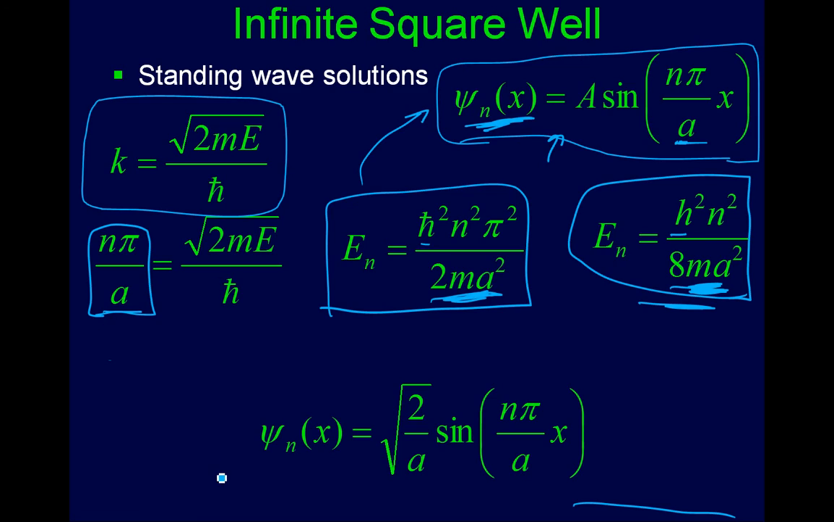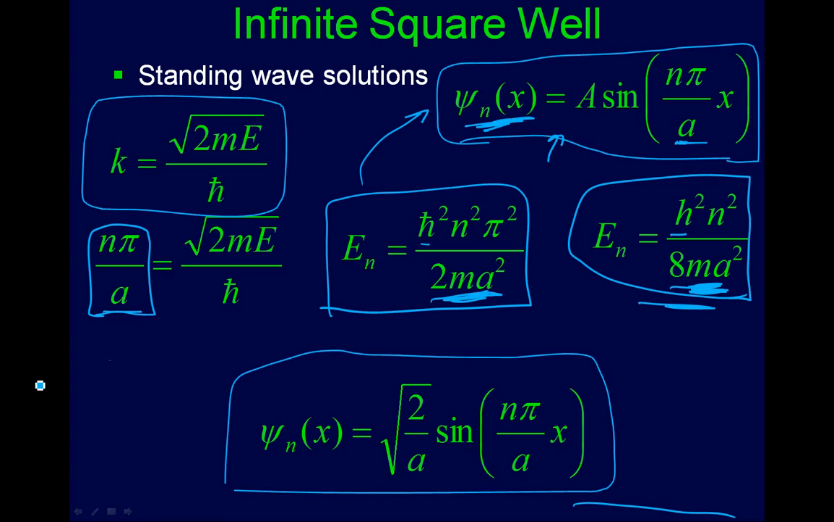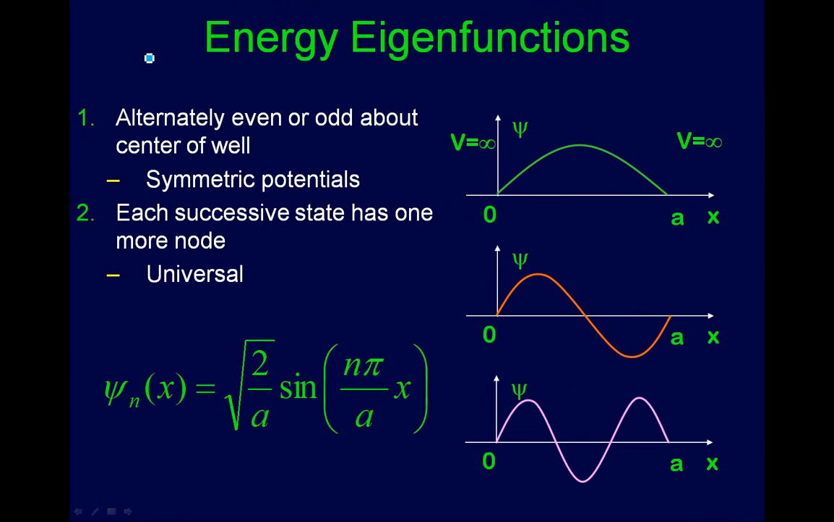And if you go through and normalize this wave function, you come out to get this right here. If I normalize it, then when I integrate, I'll get a total of 1. Okay, so it's good now, I think, to stop and look at our solution.